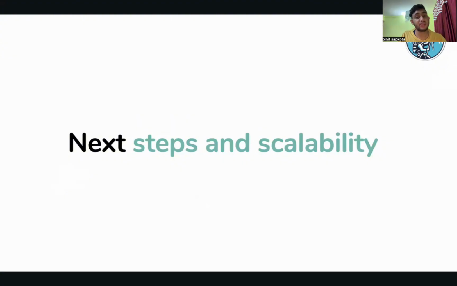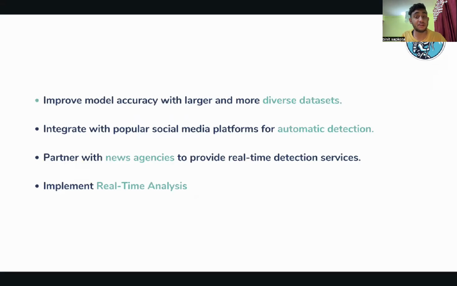Now, talking about the next steps and scalability. We are thinking of increasing the size of the data and implementing a more advanced AI model or architecture so that the model can be more accurate. We are also thinking of using it in social media, for example Instagram and Facebook, which is our future thought. And we are thinking of having a more accurate model and partnering with multiple news agencies so that they can also get real time detection.